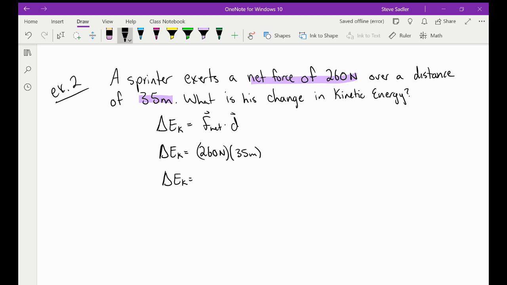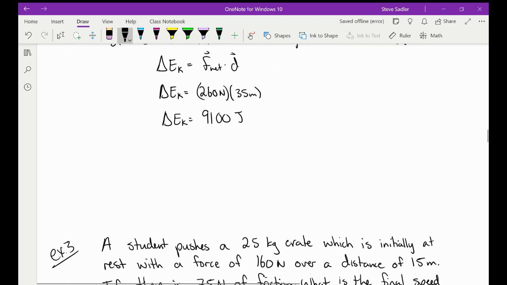Again, I'm going to not trust my answer key. It's always a good idea to do your own calculations. 9,100 joules. All right, let's go to a trickier one.